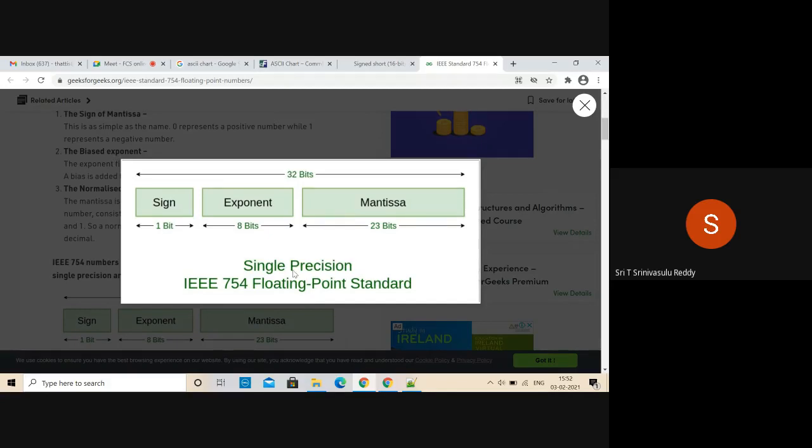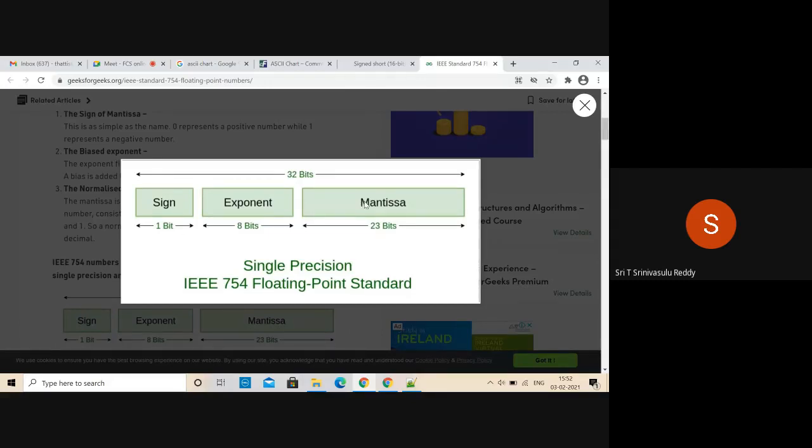So what are the three different areas? One is the sign bit, which is the most significant bit. If the sign bit is 0, the number is positive. If the sign bit is 1, the number is negative. Then the exponent uses 8 bits, and for representing the mantissa, it uses 23 bits. Altogether, 23 plus 8 is 31, plus 1 is 32.